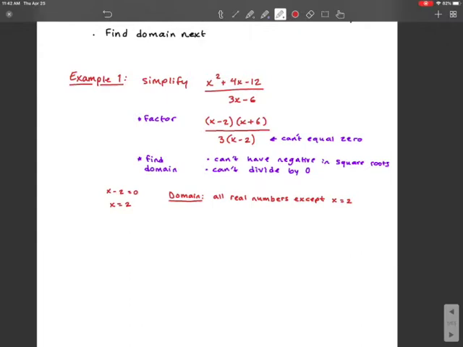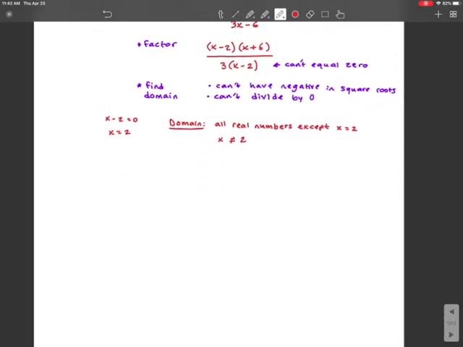Oh, we're not done with this one yet. But yes. Okay, so now we've factored, we found our domain. Now we can actually simplify this thing. So Colton noticed earlier that what's going to happen, Colton? I have an x minus 2 up top and an x minus 2 on the bottom. And those are going to cancel out. And so my final simplified answer is x plus 6 over 3 with that as a domain.